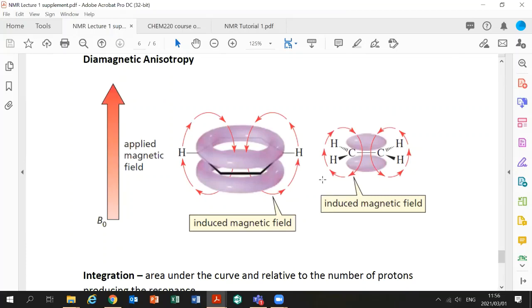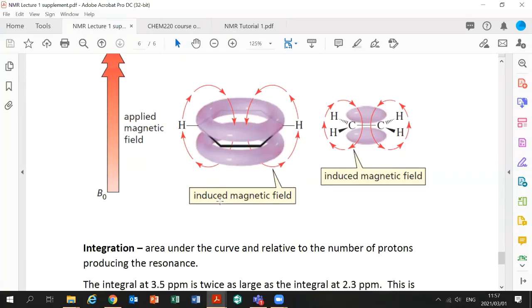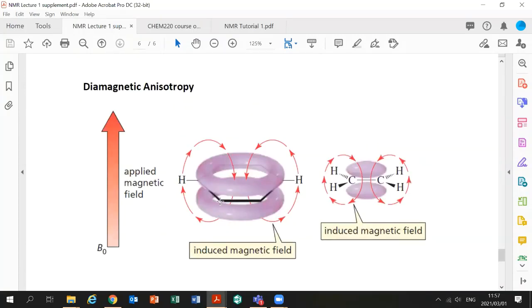And I'll email this pack that I have to lecture you on today, so you can have it in your notes as well. I've just put the last slide here where you can see I took this diagram from your textbook. You'll also find it in your textbook. It shows you diamagnetic anisotropy. It's a better drawing than mine, and shows you how the magnetic field where the hydrogen is located is with the direction of the applied magnetic field here and here. All right, and I'll discuss equivalence and integration with you in the next lecture.